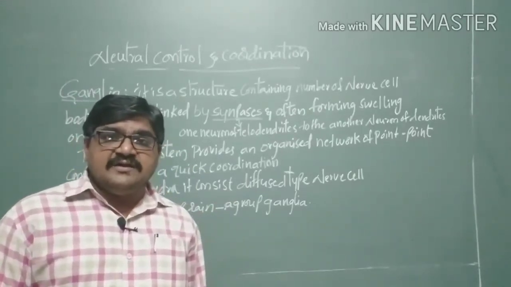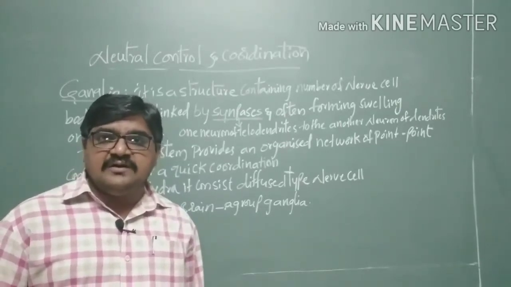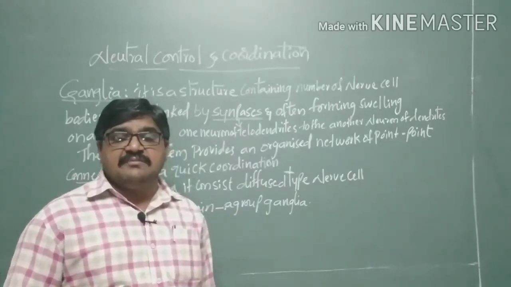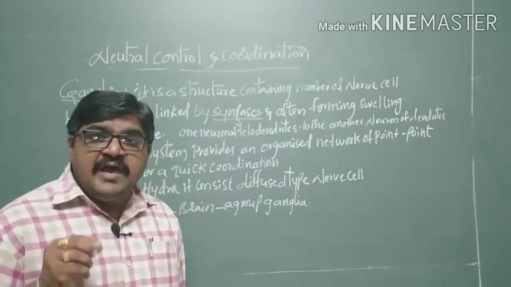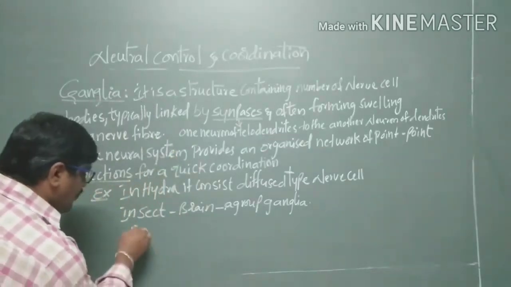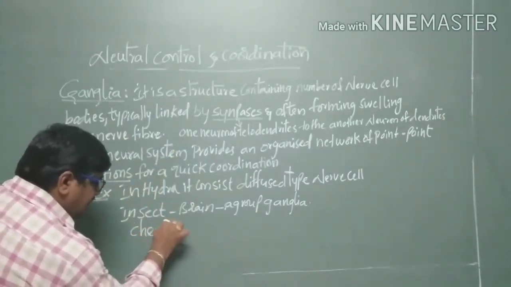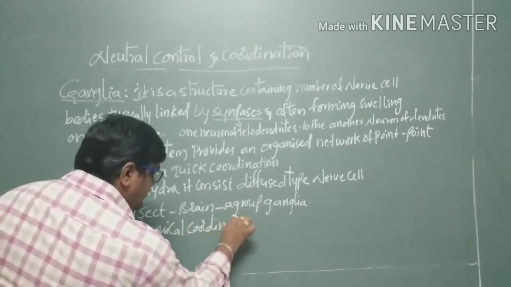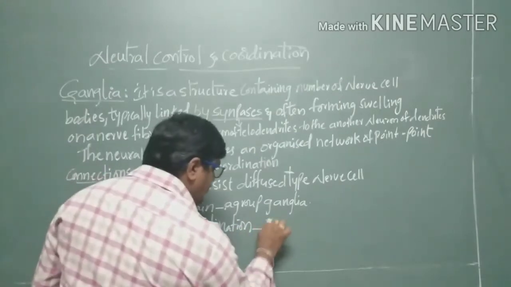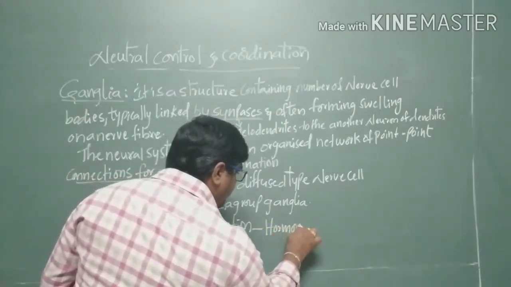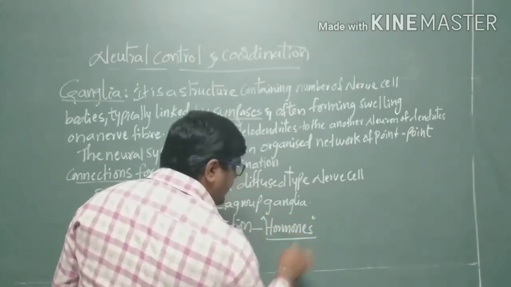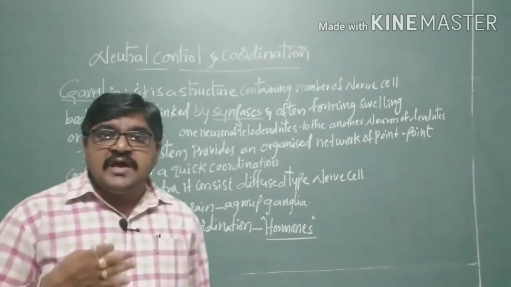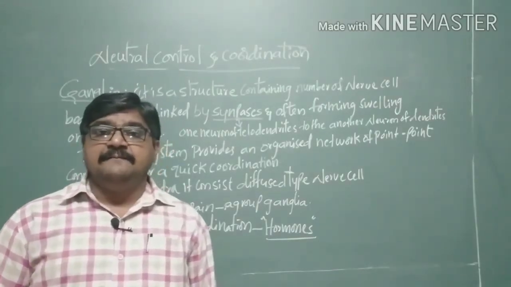Not only that, chemical coordination is also helpful for control. Chemical coordination is produced in the form of hormones, and these hormones help in the controlling and coordination of the smooth performance of body functions.